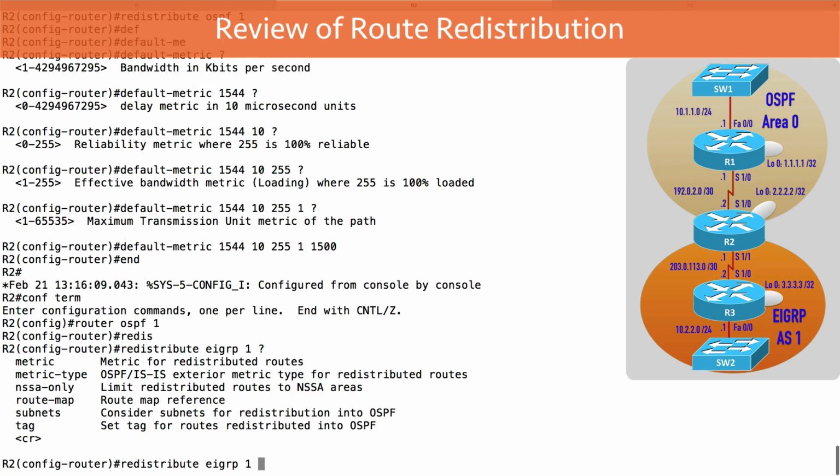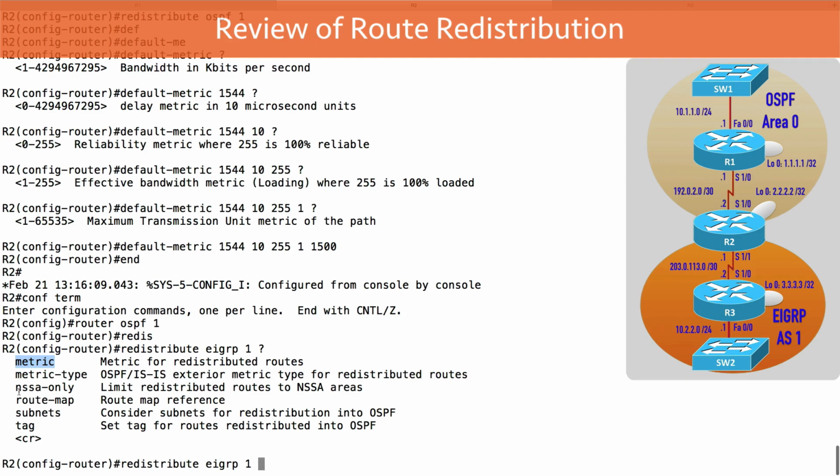And I could say that I wanted to specify a metric at this point, but remember OSPF does have a default metric it's going to assign to redistributed routes. It's going to be a metric of 20 unless that redistributed route is coming from BGP. In that case, the metric is going to be 1. But here I'm just going to leave it at the default of 20.